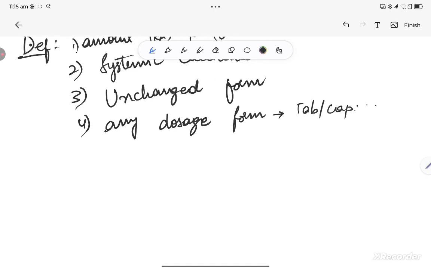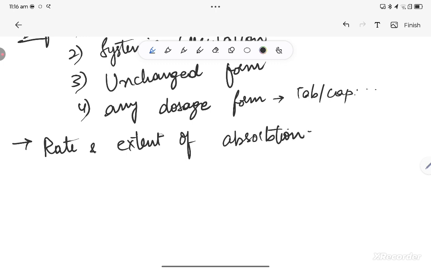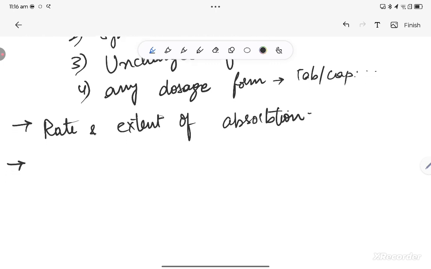So basically, bioavailability talks about the rate and extent of absorption of the drug. That's the basic difference between bioavailability and absorption. Now we will talk about how this is calculated.